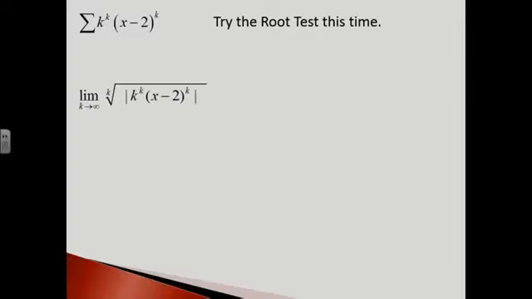Since the coefficient is also the kth power, the generalized root test is great for this case. We take the limit of the kth root of the absolute value of k to the power of k multiplied by x minus 2 to the power of k when k tends to infinity. Taking the root yields k multiplied by the absolute value of x minus 2. When k tends to infinity, this limit equals infinity unless x equals 2.